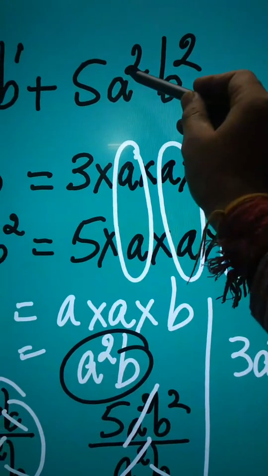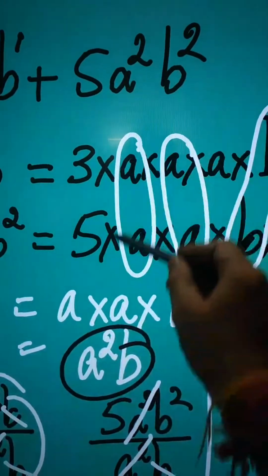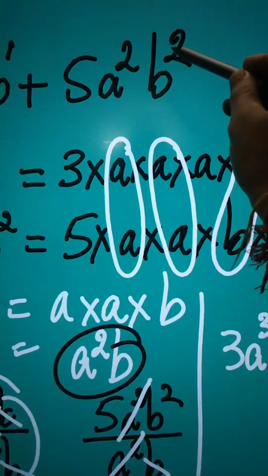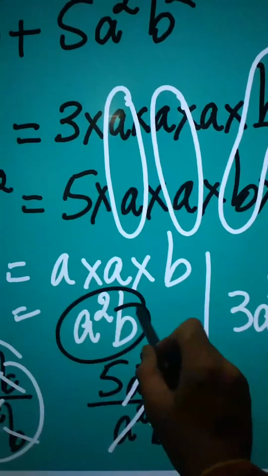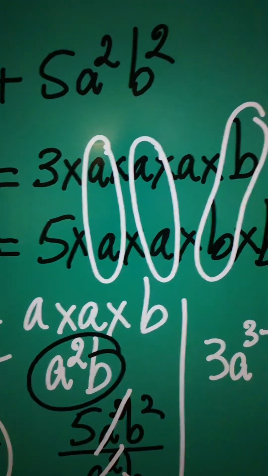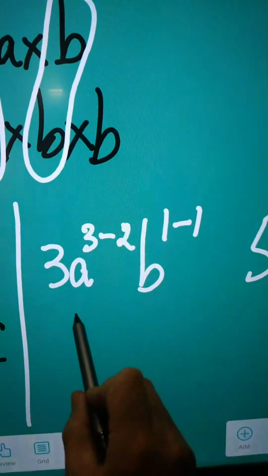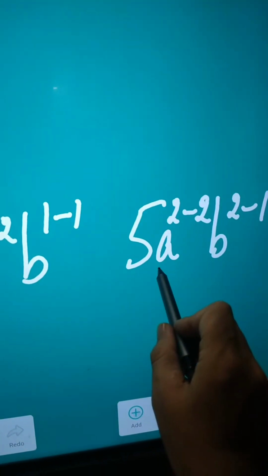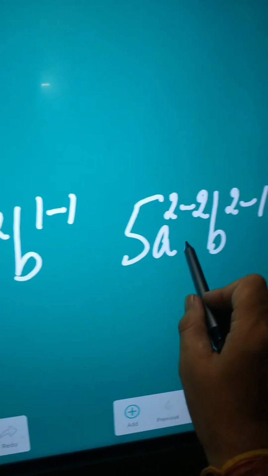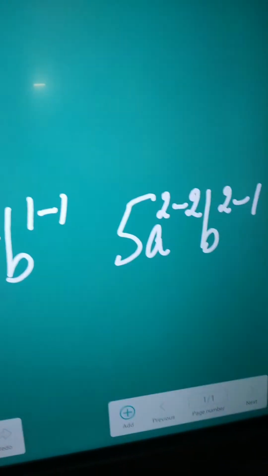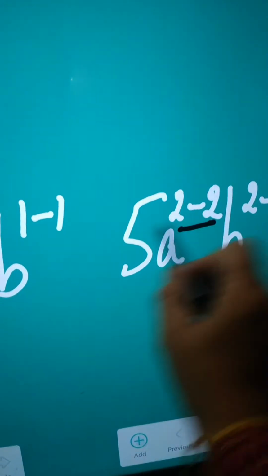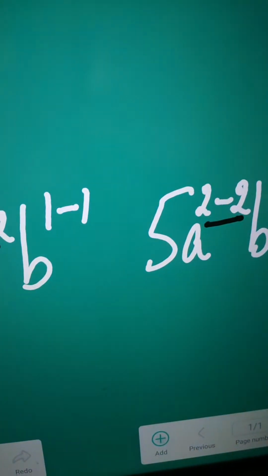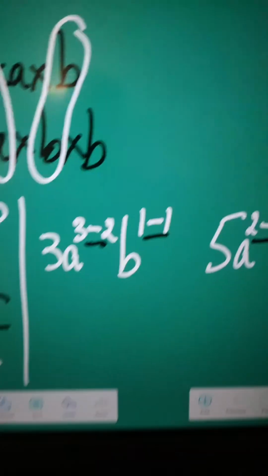So 5a square b square will be divided by this. When you divide, it will become 5a to the power 2 minus 2, b to the power 2 minus 1, because this b is 1. Therefore I have written here 3a to the power 3 minus 2, b to the power 1 minus 1, and 5a power 2 minus 2, b power 2 minus 1. Why is it 2 minus 2? I have just now explained. Revise that and see, that is important.